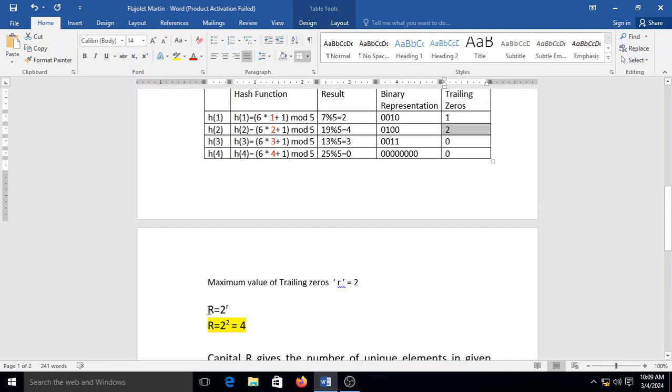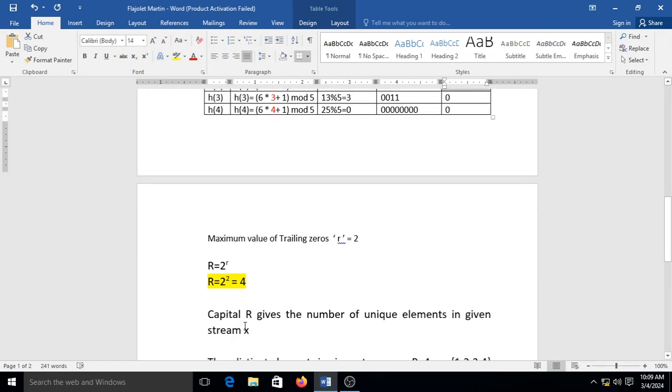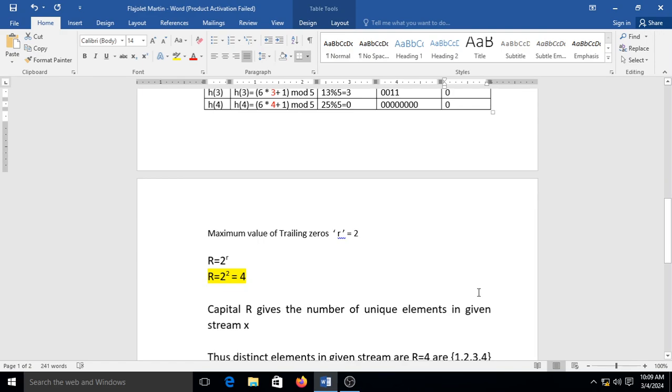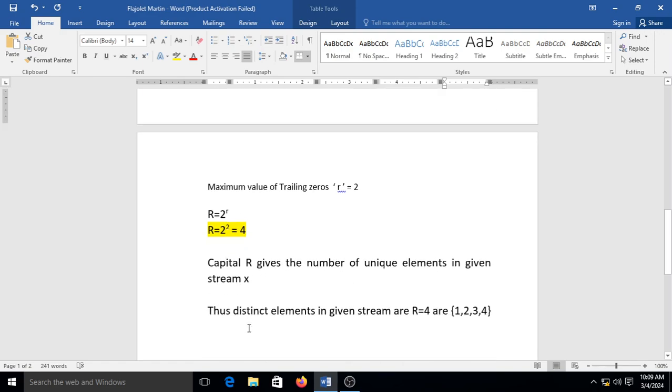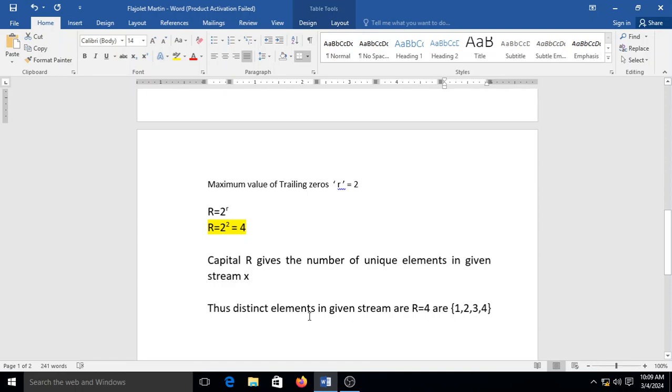My formula is capital R equals 2 raised to r. By putting the value of small r in the formula, I get 4, so capital R is 4. This capital R gives the number of unique elements in the given stream X. Thus the number of distinct elements in the given stream is R equal to 4, which are 1, 2, 3, 4.